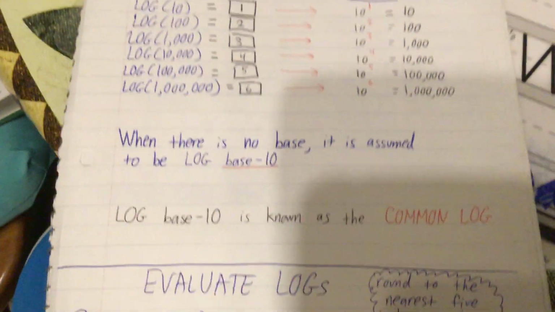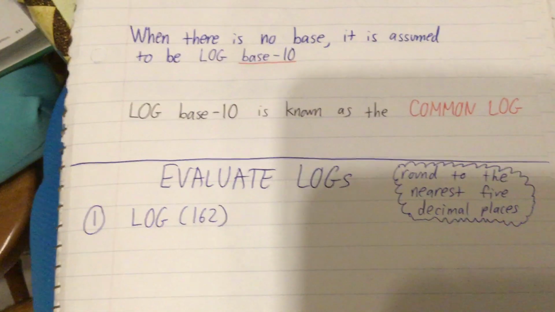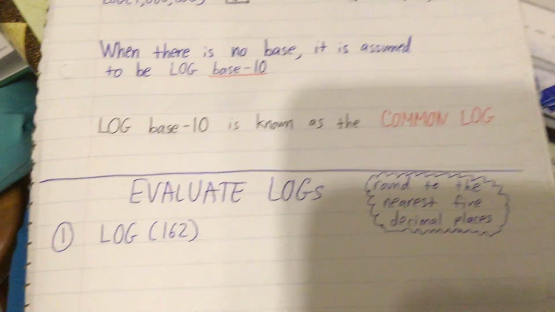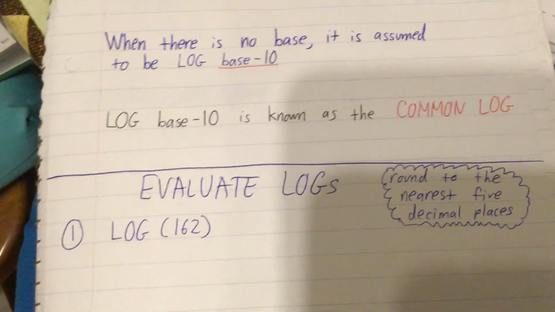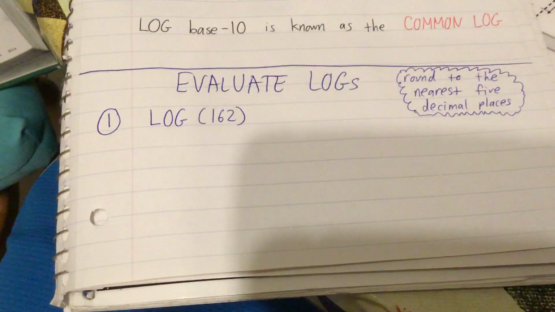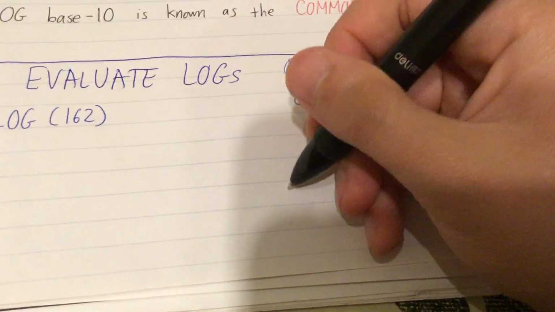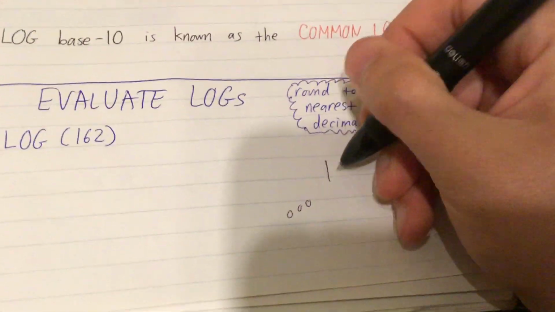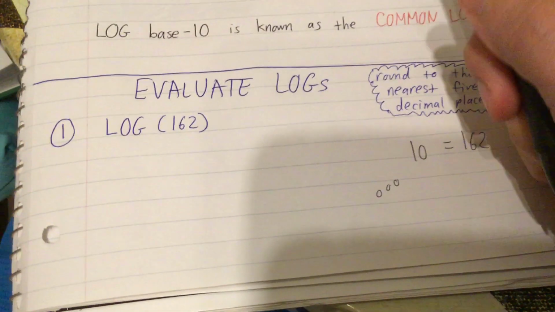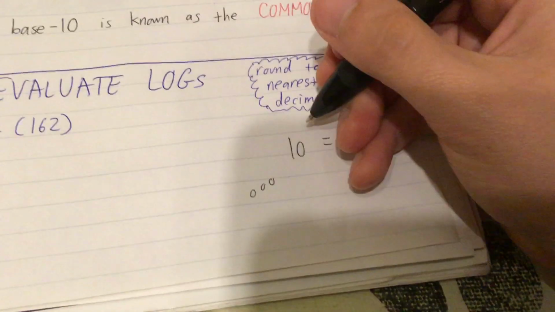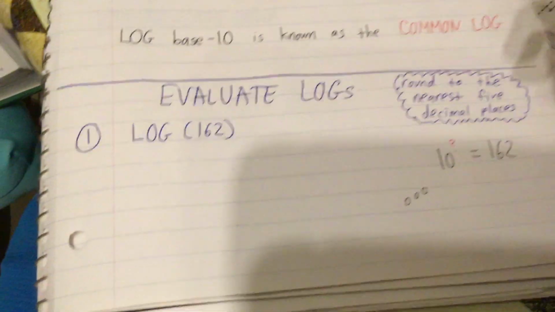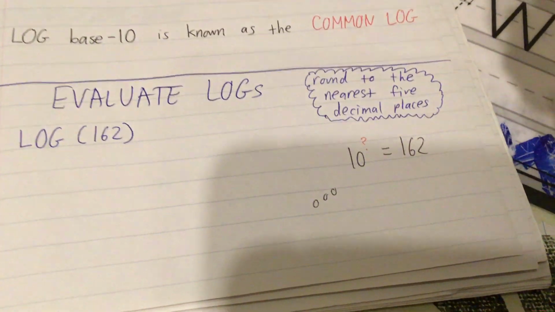Okay, so when we evaluate logs, let's round to the nearest 5 decimal places if need be for the first few problems. In other words, I'm going to need a calculator because I'm going to be scratching my head thinking on the side. 10 to what power is 162? Remember, there is no base here, so I don't know what 10 to what power is 162. So let me just get a little thought bubble right there.